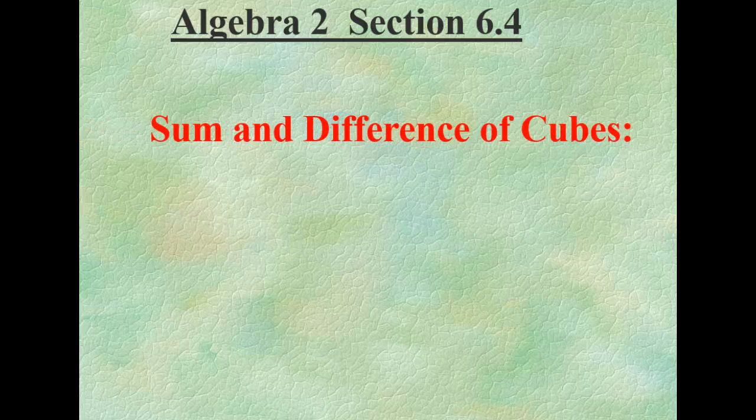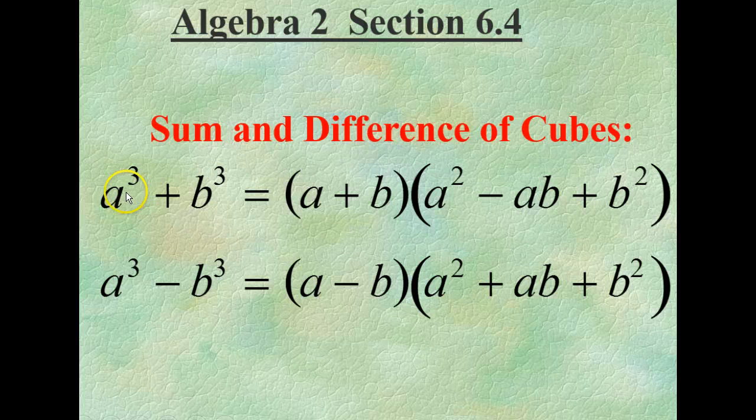So this is section 6.4, and the first one I'm going to review for you is the sum and difference of cubes. Remember, a sum is adding two things, a difference is subtracting two things. As long as those two things are what we call perfect cubes, then you can use this rule right here.